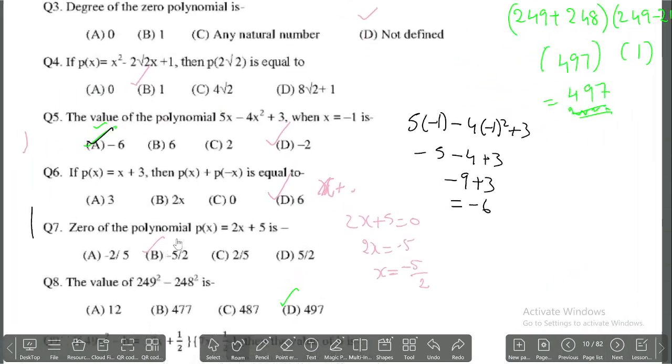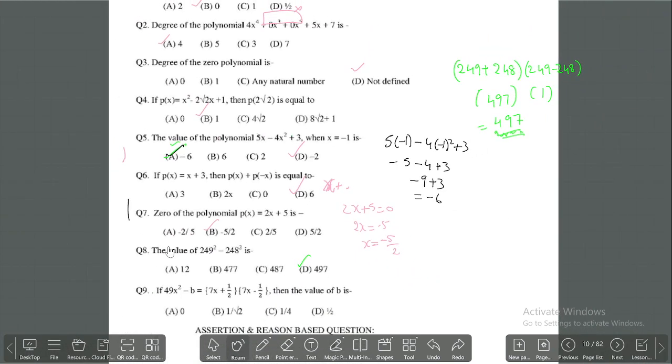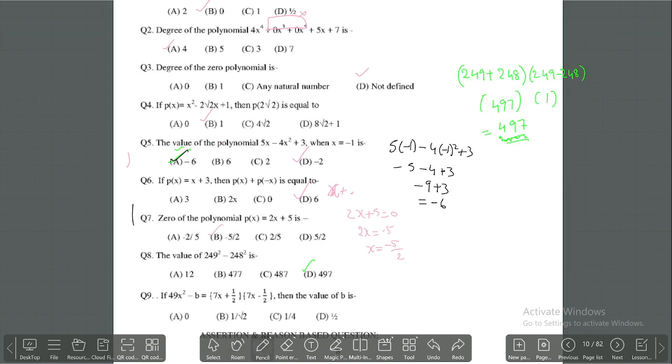Right. This is another question. Can you identify this question? 49x square minus b is equals to 7x plus 1 by 2, 7x minus 1 by 2. Two questions are there. They asked to find out b, correct? 7x, it will become as 49x square. But b we have to find out. Plus 1 by 2 whole square. 1 by 2 whole square is equals to 1 by 4. What is the value of b here? 1 by 4. Okay.